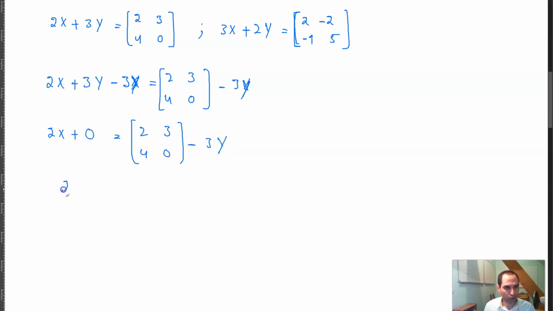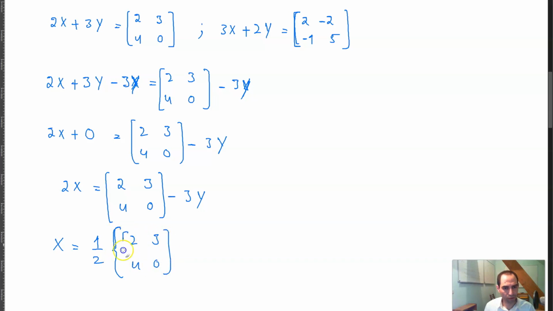2X plus O is equal to 2X. So 2X is equal to 2, 3, 4, 0 minus 3Y. That is a matrix. Which means that X is equal to 1/2 times 2, 3, 4, 0 minus 3Y, and that is your X.